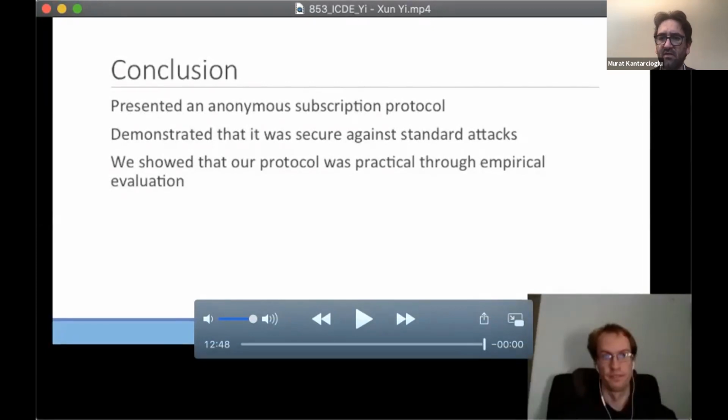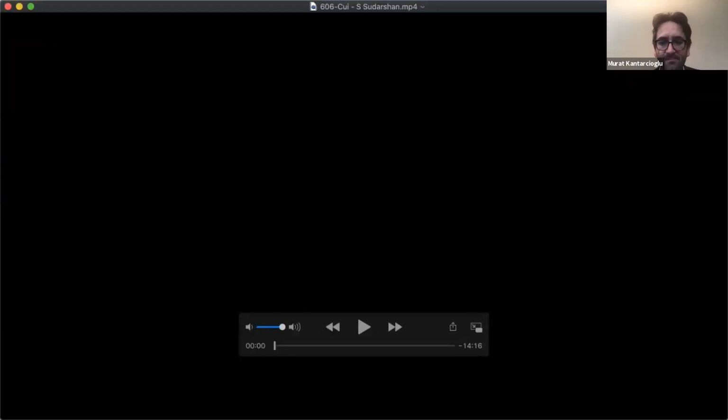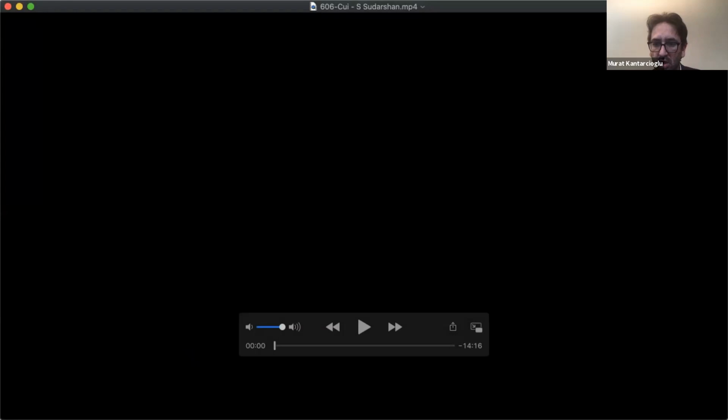Okay, so if not, we'll move into the second talk of the session. The second talk is paper 606, SVkNN: Efficient, Secure, and Verifiable k-Nearest Neighbor Query on Cloud Platform. It will be presented by Ningning Cui, and we don't have any further information about the presenter, so we'll now go with paper 606. Please.